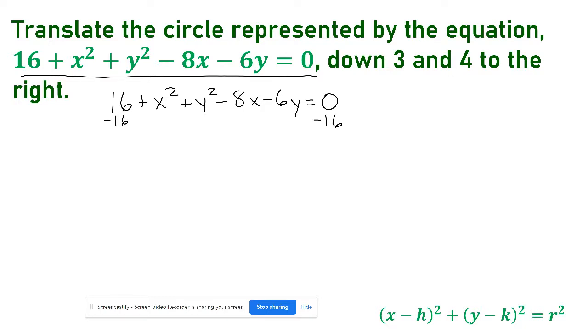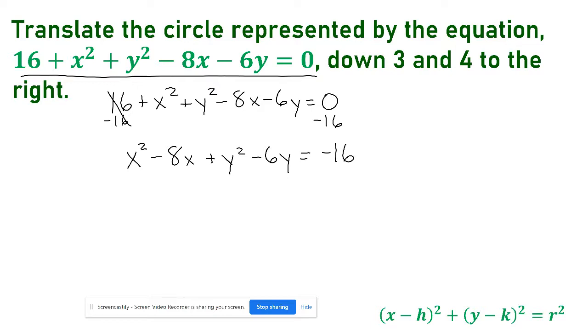And I'm going to go ahead and rewrite this so that my x's are together and my y's are together. So I'm going to put the x squared first, then the minus 8x, then the y squared, the minus 6y, and that's equal to negative 16. Okay, so now we've got to complete the square.